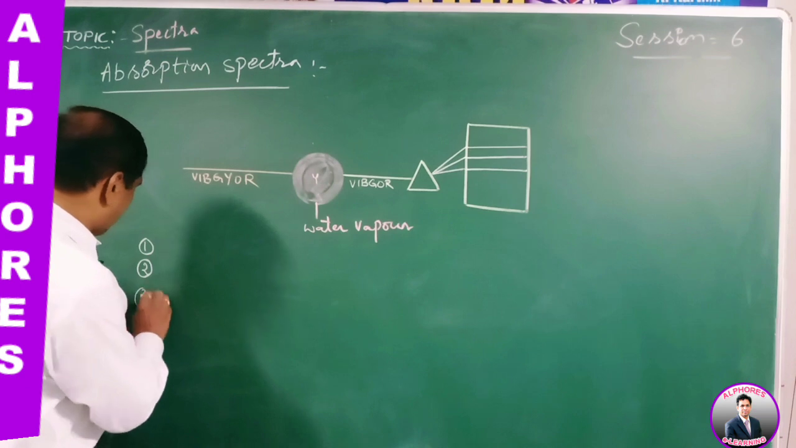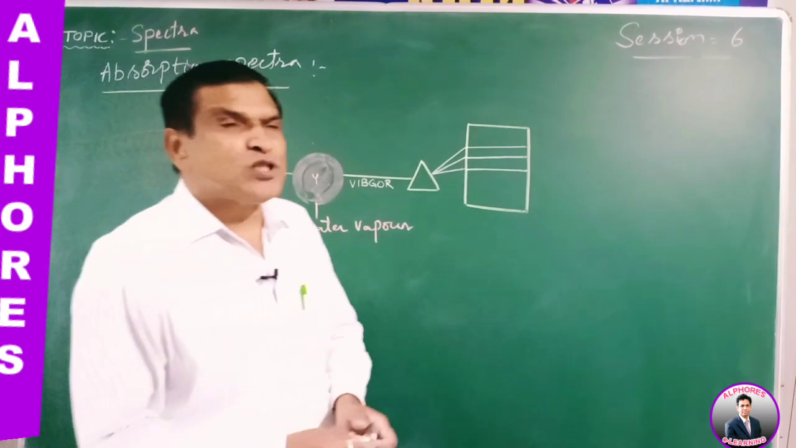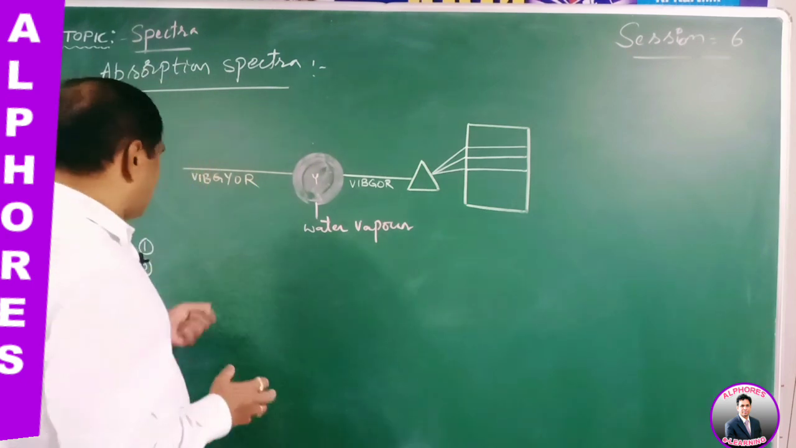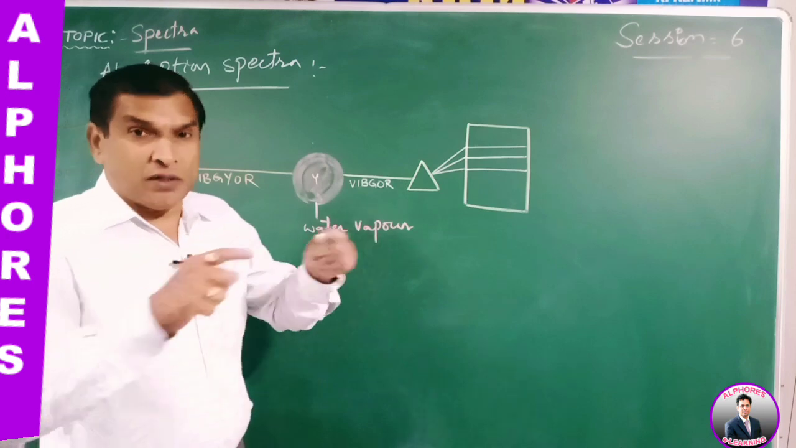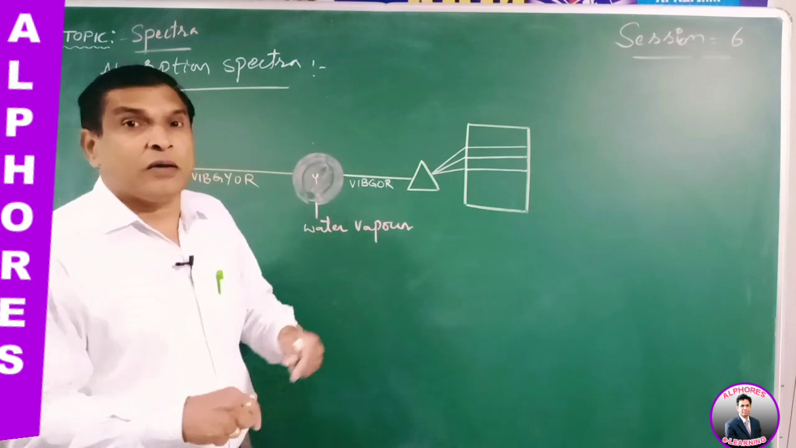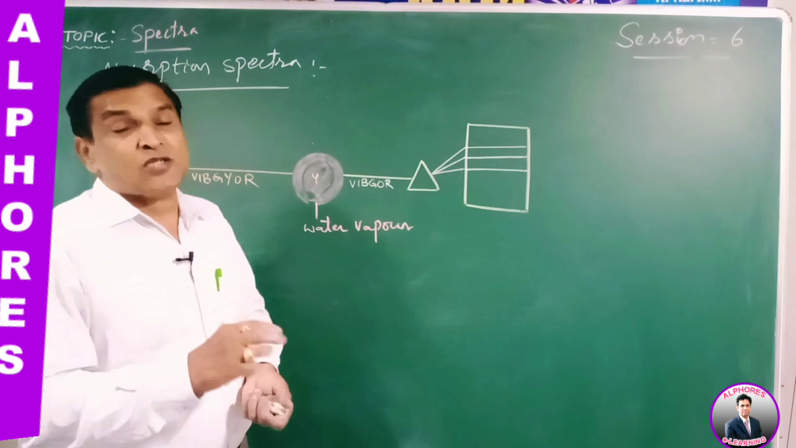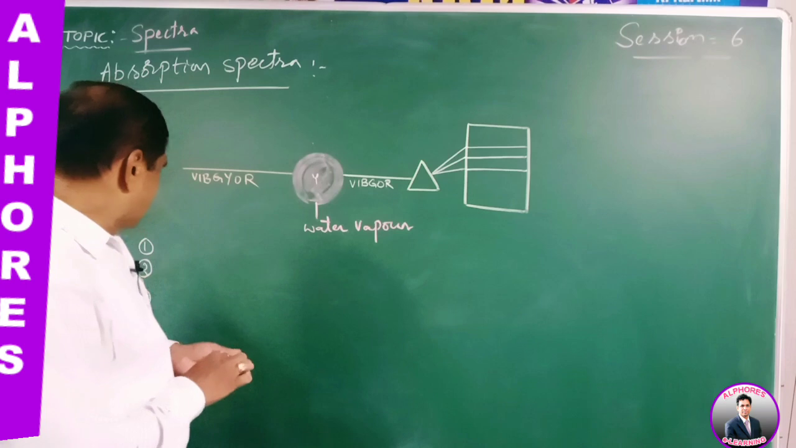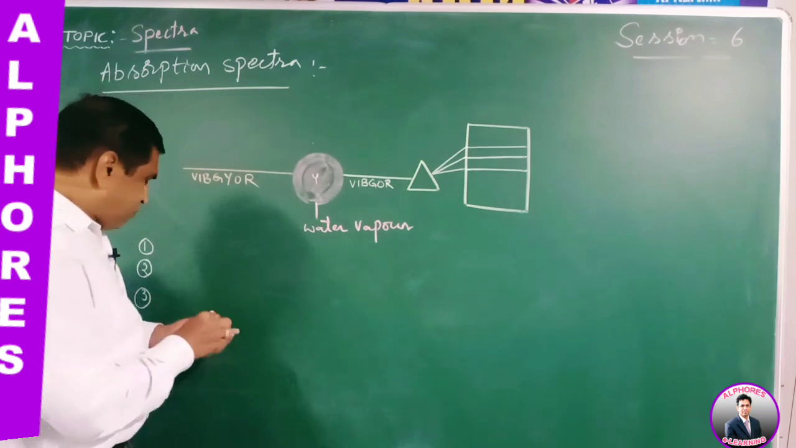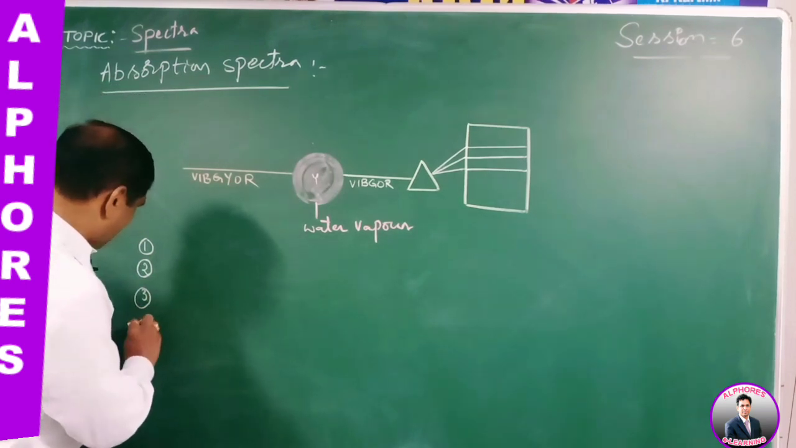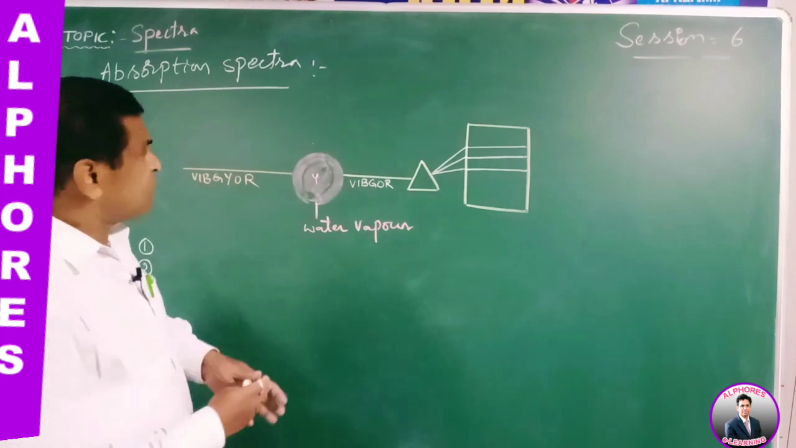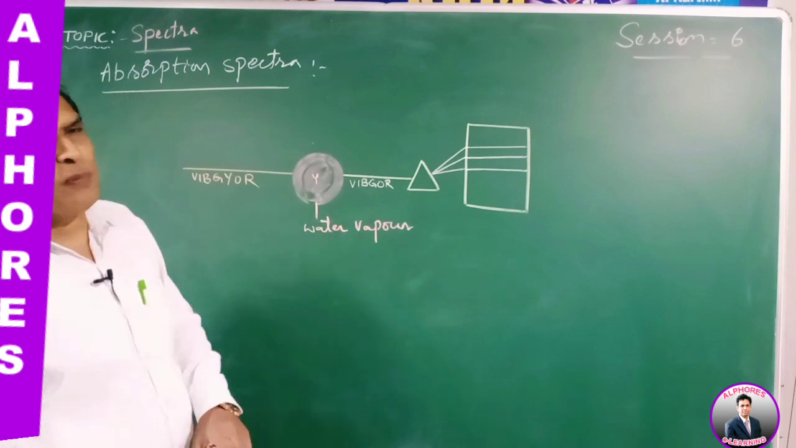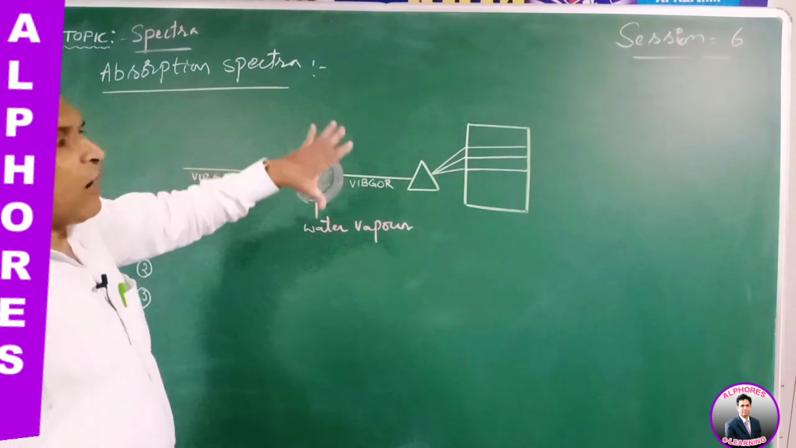Coming to the third point, absorption spectra is the spectra in which dark lines are noted on a bright background. The dark spectral lines are noted on a bright photographic plate. That is the characteristic feature of absorption spectra. Coming to the fourth point, the example: we can say the same example, water vapor can produce absorption spectra. This is the concept of absorption spectra.